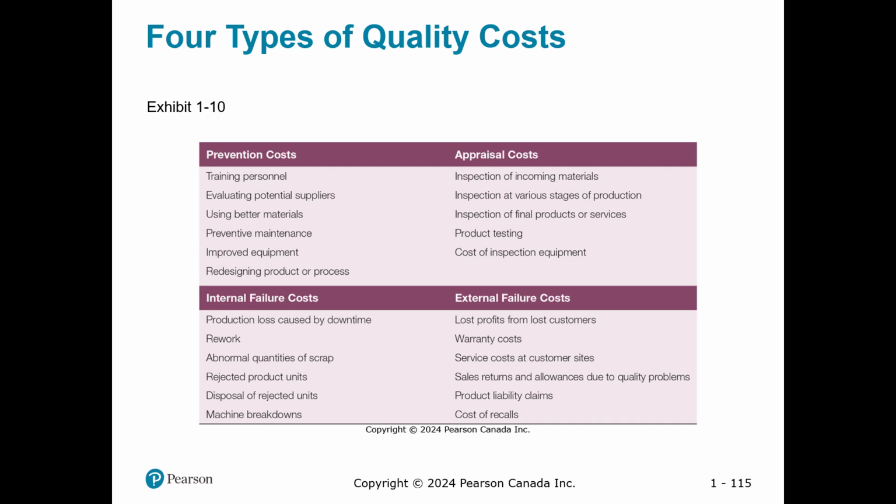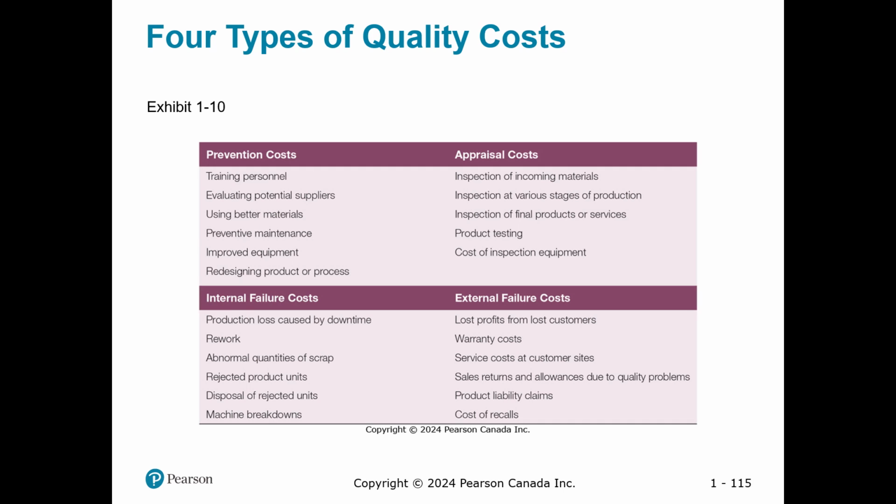Then I have appraisal costs. So this is things like I'm going to inspect all the material that comes into the warehouse. I'm going to inspect all the lines that are working to produce the car. I'm going to inspect the final car when it rolls off the production line, right? I'm going to test the products on a regular basis to make sure they work as described. And I am going to incur costs for inspection equipment. Now, internal failure costs.